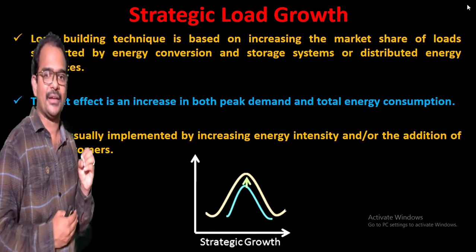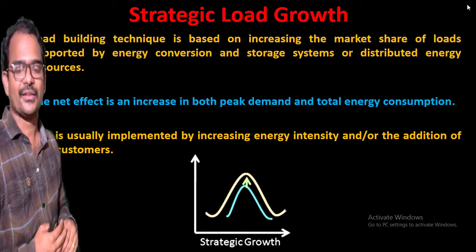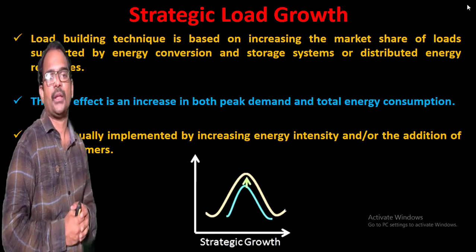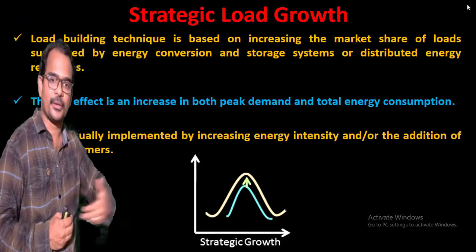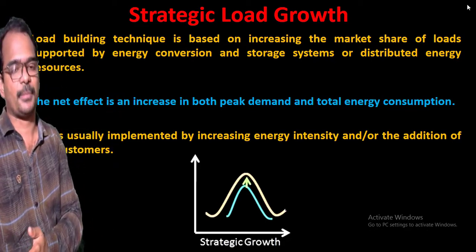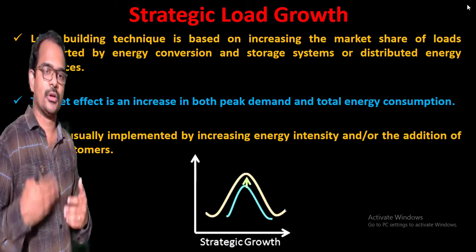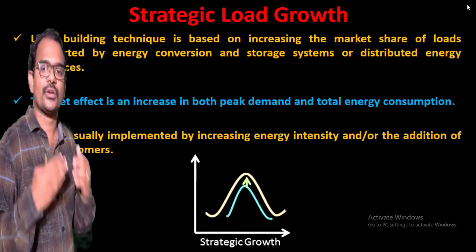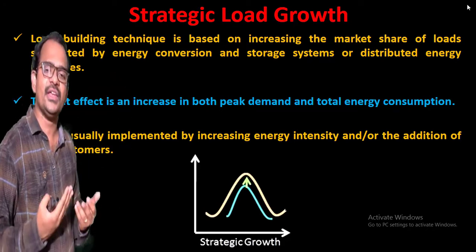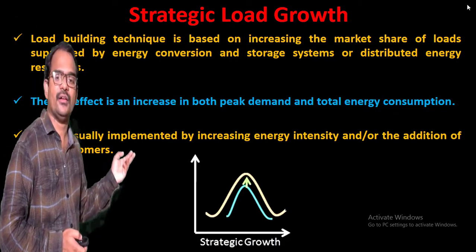And this can be implemented by increasing the energy intensity. Energy intensity means the total amount of electricity consumed per person. By increasing the energy consumption per person, you can achieve this. Previously, if I am consuming 10 kilowatt hour per day per person, the government has to take some measures so that I can improve my energy consumption to 20 kilowatt hour per day. Or you need to add some new customers to the region.